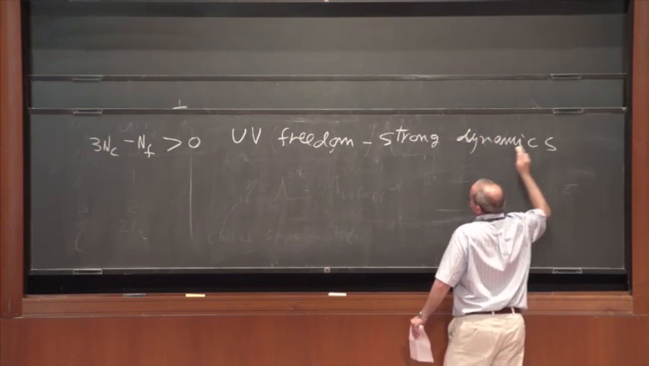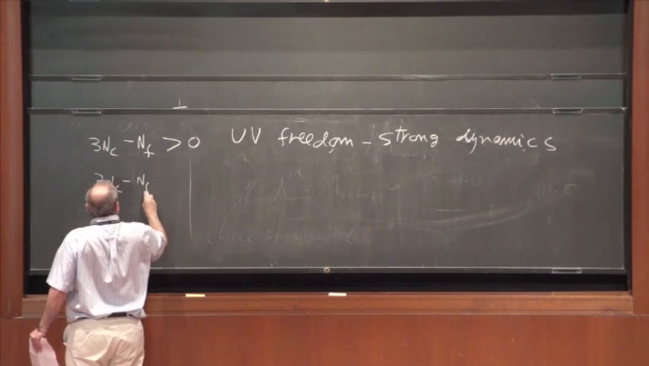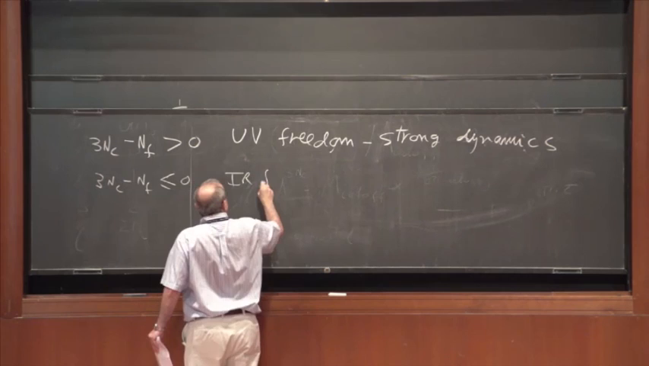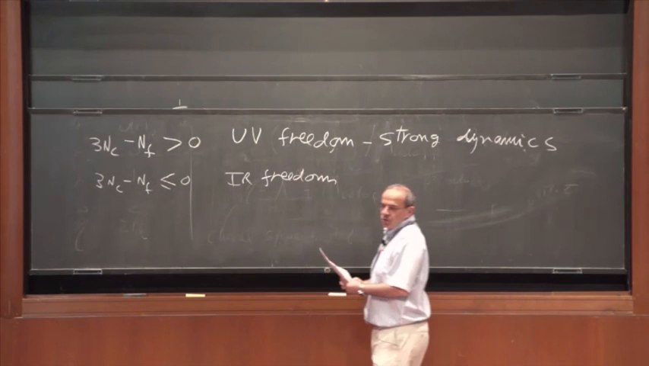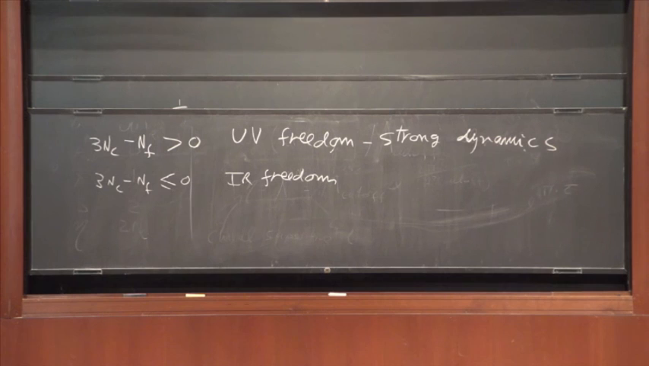If 3nc minus nf is less than or equal to 0, we have IR freedom. To be precise, when there is an equal sign here, the one loop beta function vanishes, but the two loop beta function is negative, so the theory is still infrared free. In this case, the theory is strongly coupled in the UV, and therefore the theory does not strictly make sense. But it's weakly coupled in the infrared, so in this case it's easy to understand the dynamics. Because this is what you call WYSIWYG. What you see is what you get. You write terms in the Lagrangian, and that's the answer. The answers are precisely the terms that you see in the Lagrangian.